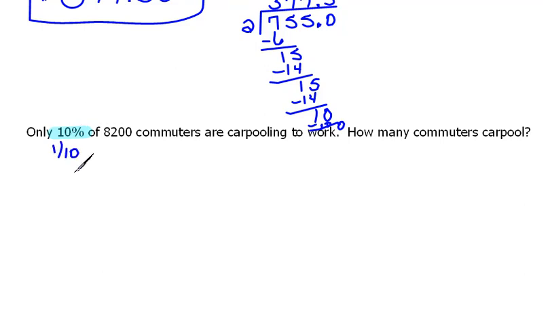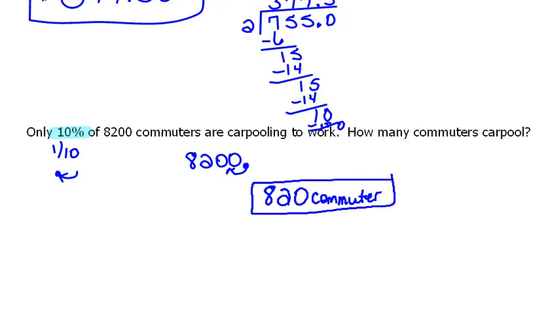Or another way of looking at it is we could move the decimal 1 place to the right. I'm sorry, to the left. Drew it correctly, said it incorrectly. Moving our decimal 1 place to the left. So if we start out with 8,200, our decimal point naturally falls at the end of that last 0. So if I want 10% or a tenth, all we have to do is move our decimal 1 place to the left. So 820 commuters would be 10% of 8,200.